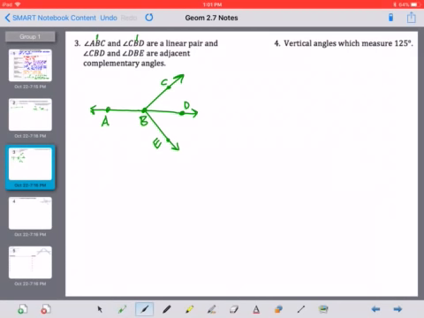Well, if they're complementary, that means this right here has to be a right angle. All right, so we got all of the information in this one diagram.